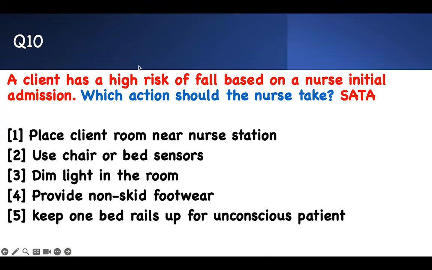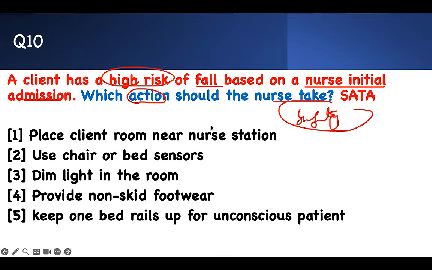And number 10, a client has a high risk of fall based on a nurse's initial admission assessment. Which action should the nurse take first? You see, I've underlined the keywords. These are high risk of fall. What action should you take? Buzzwords are being aligned. If I am high risk of fall, then I should have safety measures instituted. Place the client's room near the nurses' station so that we can see you when you get up.